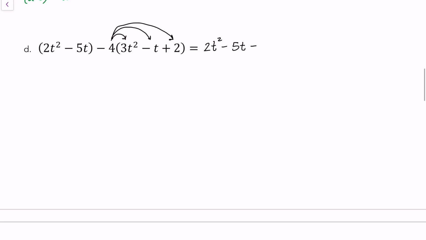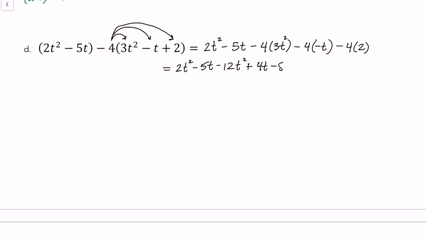Okay. So this is going to be minus 4 times 3t squared minus 4 times negative t, that is this negative over here, negative t, minus 4 times positive 2. Okay. And now we're going to simplify that a little bit more. So this is going to be 2t squared minus 5t minus 12t squared, because we're multiplying 4 times 3, that is 12. Plus, because we have a negative here and a negative here. Okay, so negative times negative becomes plus 4t minus 8.